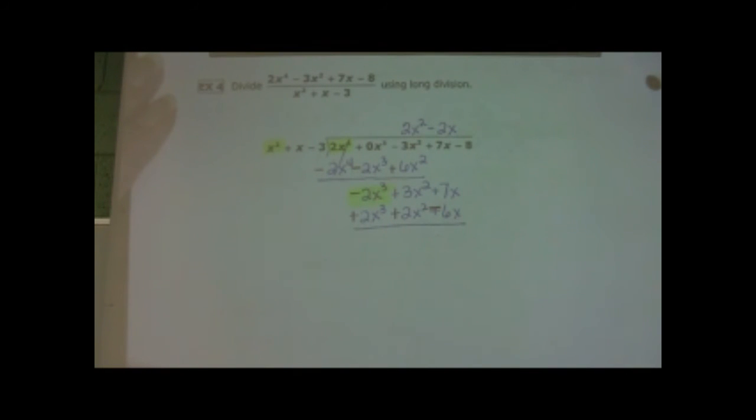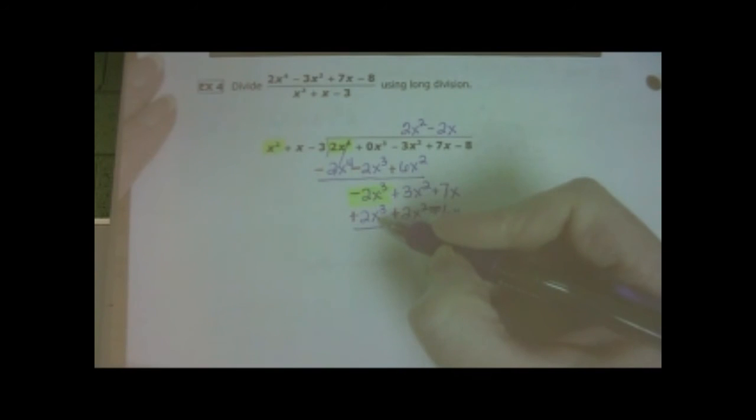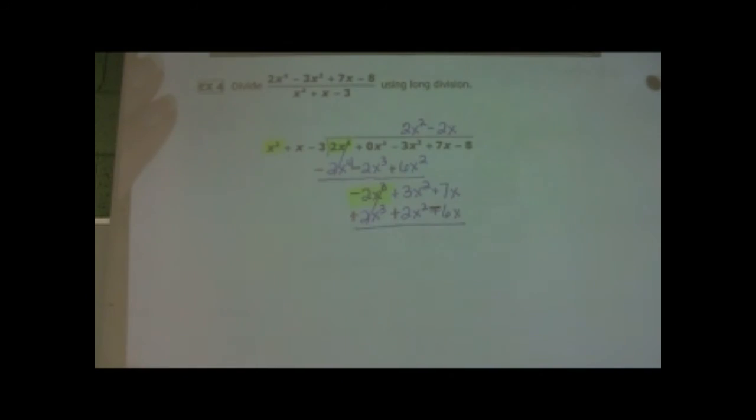All right? And we add. Negative 2x to the third and positive 2x to the third will eliminate. 3x squared and 2x squared gives me 5x squared. And 7x minus 6x leaves me with just 1x. Bring down my last term, which is that minus 8. All right? What do I need to multiply this x squared by to get it to be 5x squared? And the answer to that is 5. So here's where we're going to put 5.